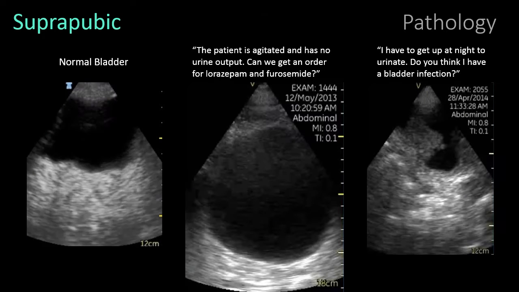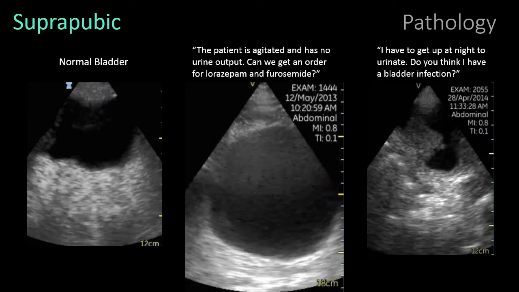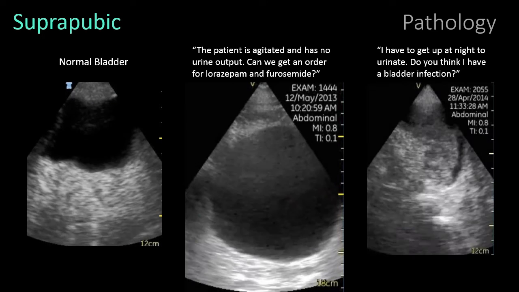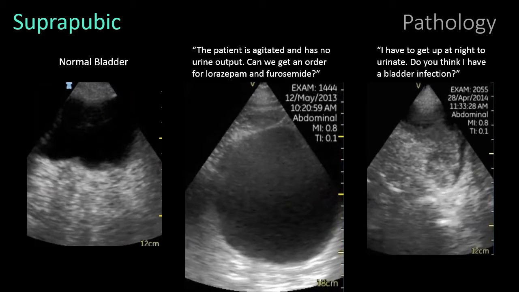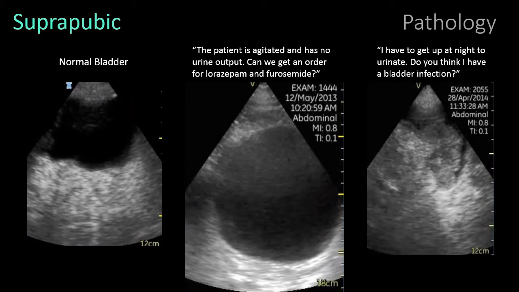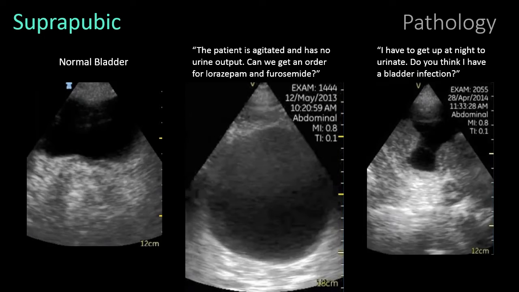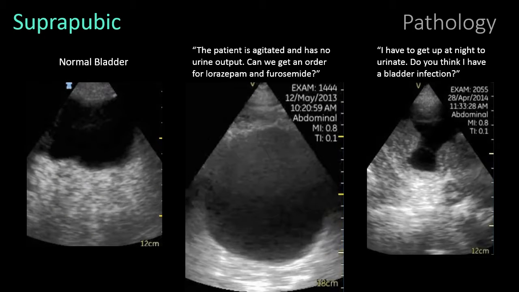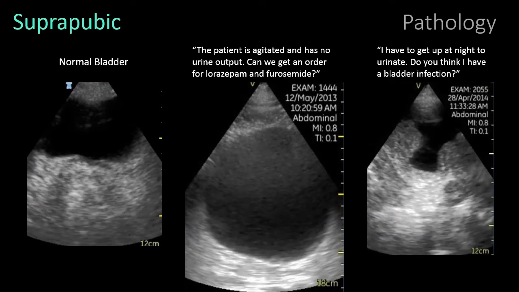The suprapubic view is good for looking for free fluid in the pelvis. Sometimes if a patient's sitting up slightly, that is where the free fluid is going to go. It's also good for finding unexpected early pregnancies and other pelvic masses, and for evaluating the bladder for distension or masses. But some of the most impressive surprise diagnoses I've made have included something as simple as urinary retention.